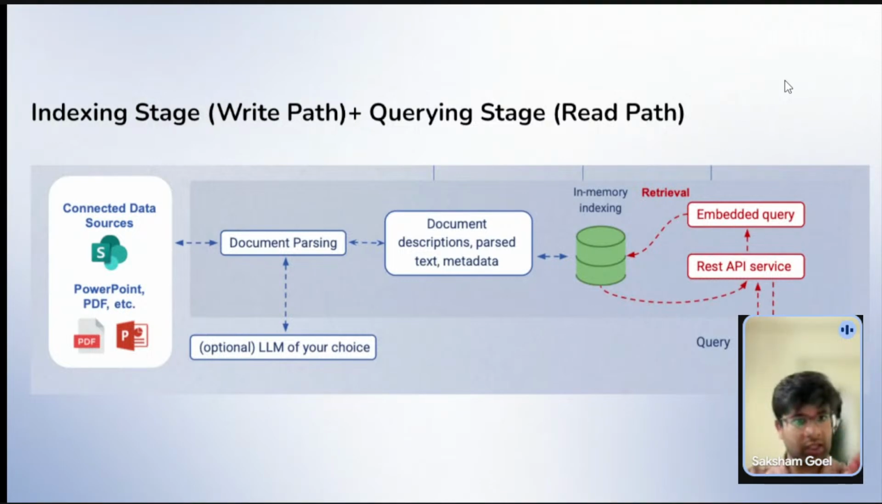That way, the in-memory indexing engine continuously indexes all the information. As soon as you add another PDF to your Google Drive directory, it will parse the document again, chunk it, index it, and then it will be ready for retrieval.